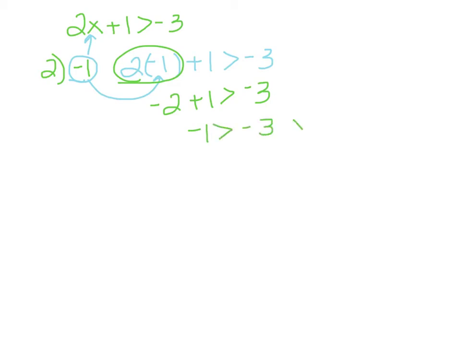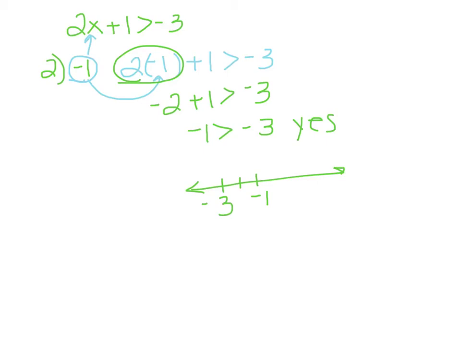Is that true? Yes. And again, we can look at it on a number line. Here's negative 1. Here's negative 3. So negative 1 is further to the right than negative 3. So yes, negative 1 is bigger than negative 3. And that's an example of identifying solutions by evaluating. So let's go ahead and have you guys try one.